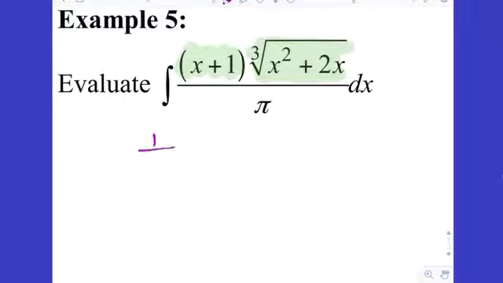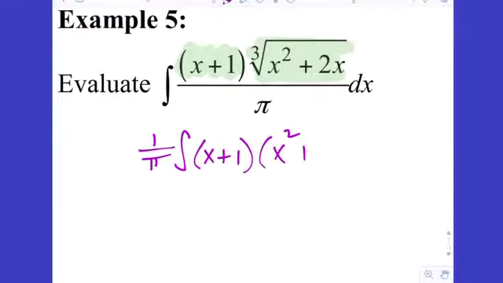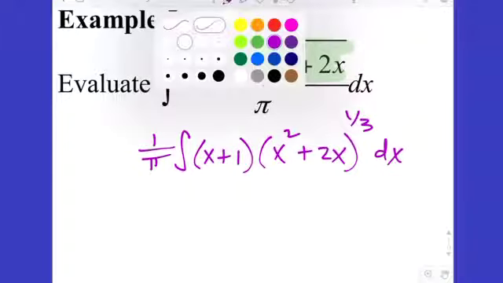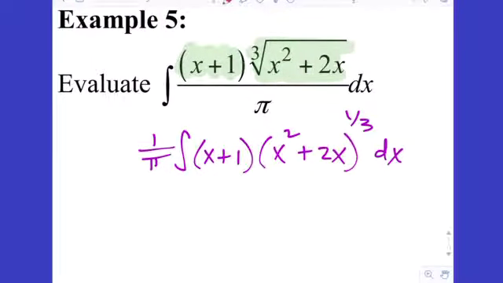So dividing by pi is the same as multiplying by 1 over pi. So that's the first thing I would do. Pull the 1 over pi out front. You got x plus 1 here. And then the second factor is x squared plus 2x to the 1/3 power dx. Now with two factors, you're going to look for the bigger of the two, which looks like the second factor, right? So you got to identify the inside and the outside.